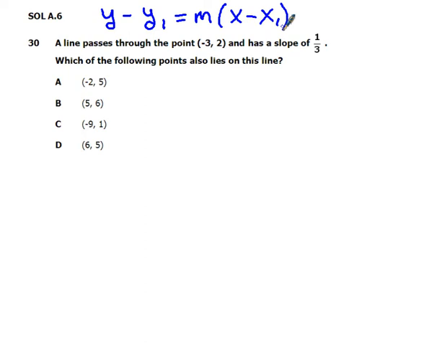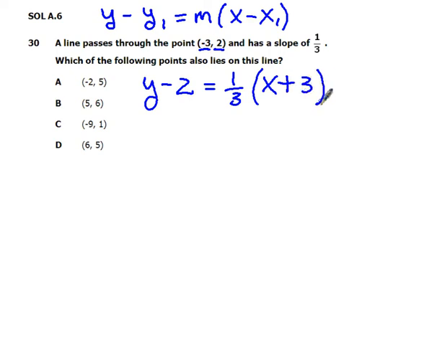So using point-slope form, we fill in our values: y minus our y sub 1, which is 2. So y minus 2 equals our slope, which is 1/3, times the quantity x minus our x sub 1, which is -3. So minus a minus turns that into plus. So we have x plus 3.